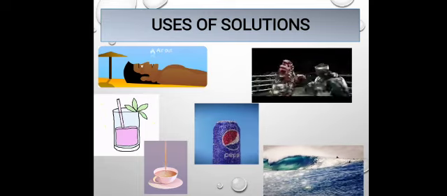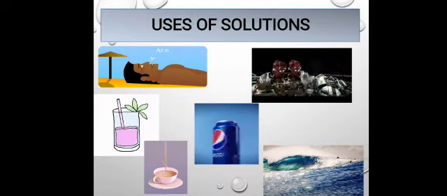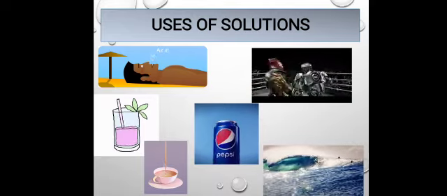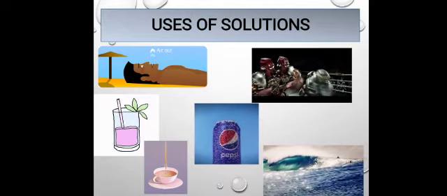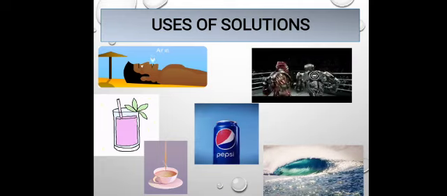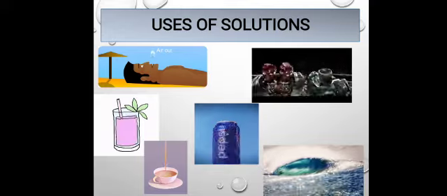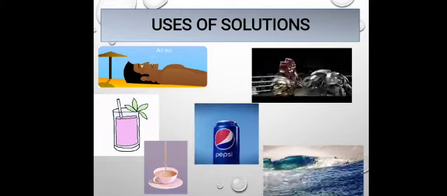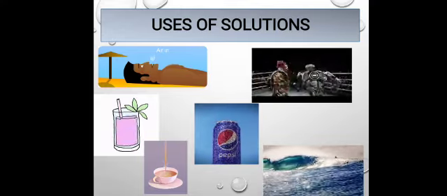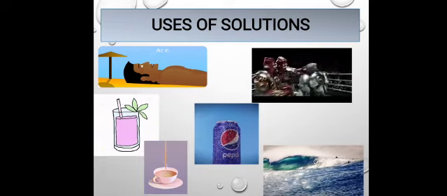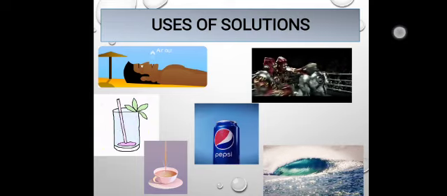And lastly, the last example is steel, which is used in robots, in making kitchen utensils, in buildings and cars. So steel is also a solution. It is made by mixing two other materials, which are carbon and iron. So that is why we say that steel is also a solution that we use in our daily routine.